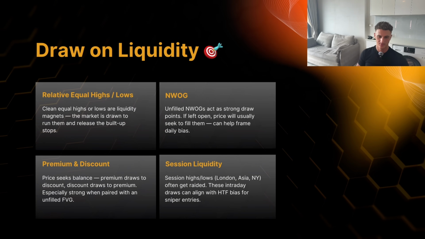Premium and discount, this is very obvious, guys, right? Price seeks balance. So if we're inside of a premium, we want to draw to a discount. Same if we're inside of a discount, we want to draw to a premium. Now, this works very well if it's paired with an unfilled fair value gap. So for example, let's say we have an unfilled inefficiency resting in a discount and we're inside of a premium, right? If you're going short, that's a good area to target.